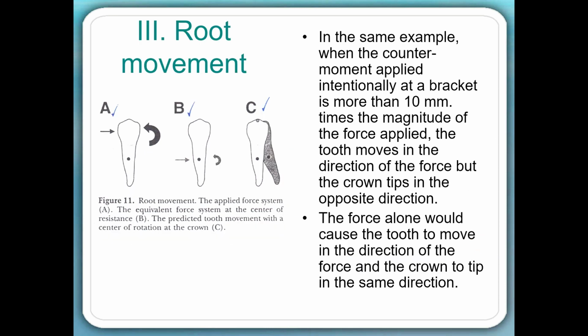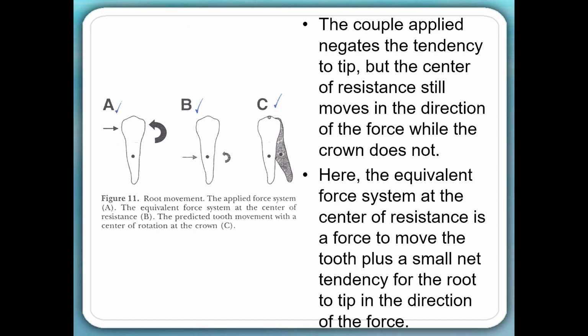Now, what is root movement? In the same example, when the countermoment applied intentionally at a bracket is more than 10 mm times the magnitude of the force applied, the tooth moves in the direction of the force but the crown tips in the opposite direction. The force alone would cause the tooth to move in the direction of the force and the crown to tip in the same direction. The couple applied negates the tendency to tip, but the center of resistance still moves in the direction of the force while the crown does not.